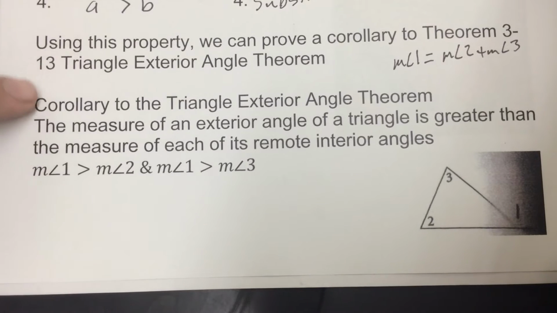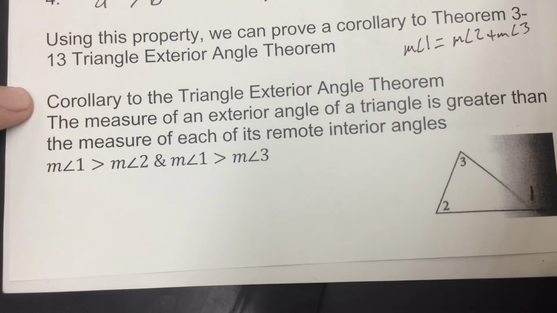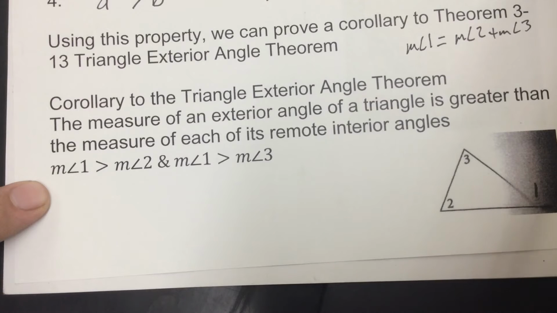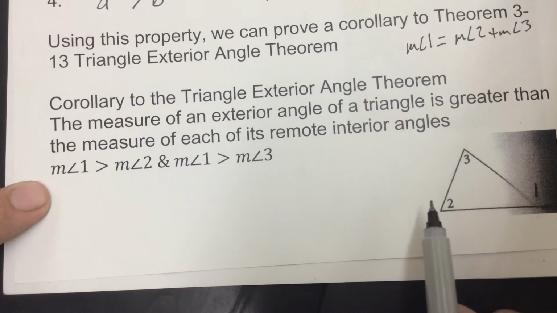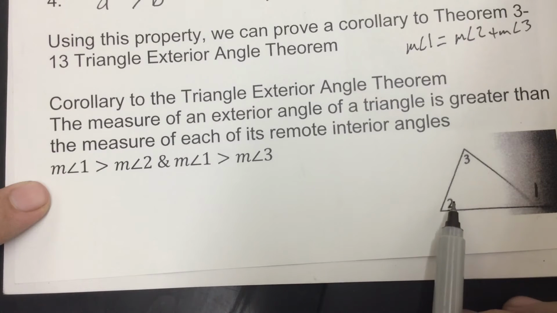Now our corollary is going to say that, hey, if we know the measure of the exterior angle is greater than the measure of each of its remote interior angles with this corollary. So if 1 is our exterior angle, it's going to be bigger than 2. 1 will also be bigger than 3, which again makes sense because 2 and 3 added together equal 1. So 1 should be bigger than just one of them by itself.